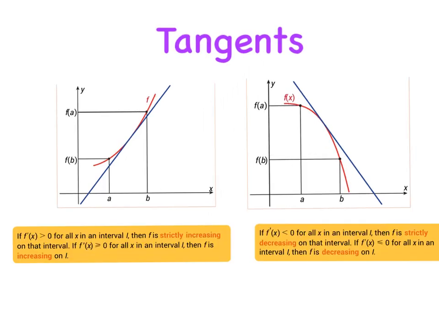So again, let's pause the video, sketch these curves and their tangents, and get the notes down, which basically says that f is strictly increasing because the slope of the tangent line here is positive, and likewise that f is strictly decreasing because our tangent line has a negative slope.